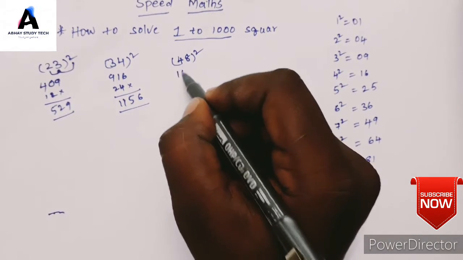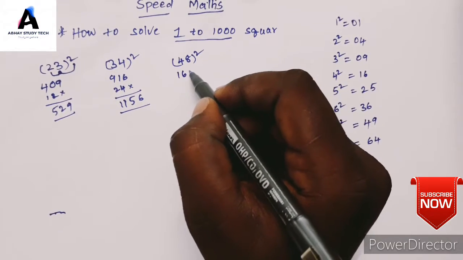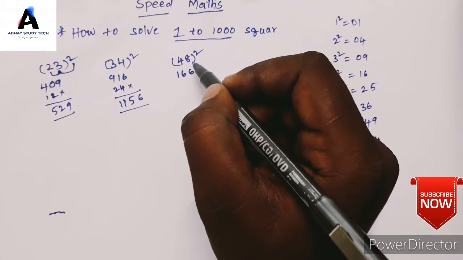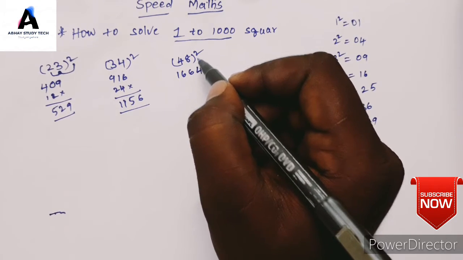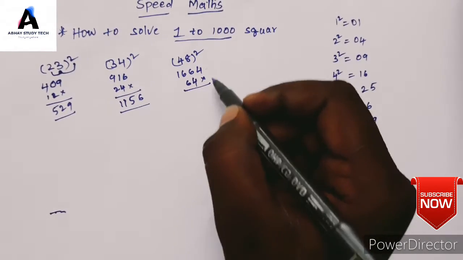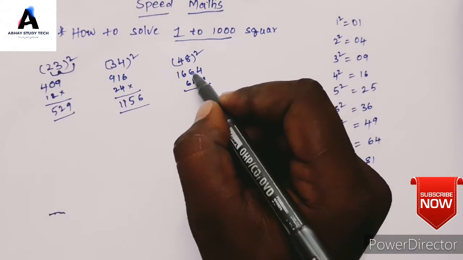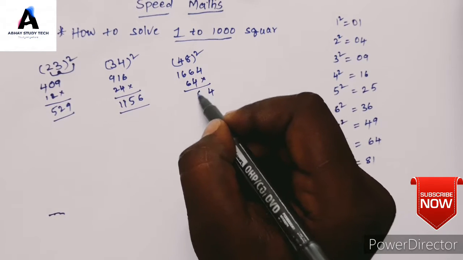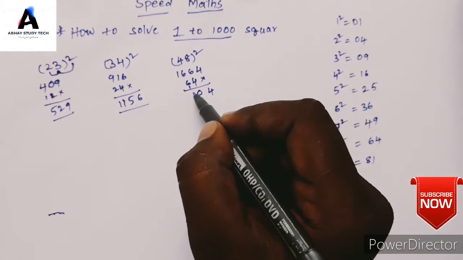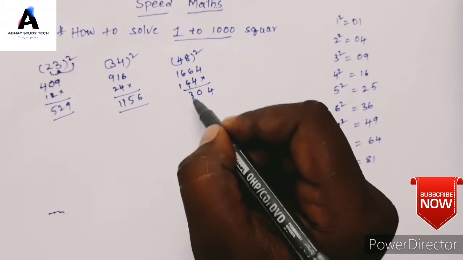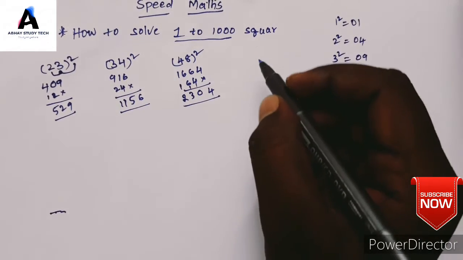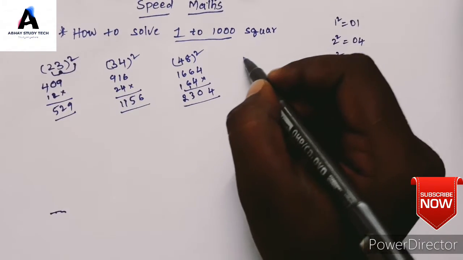4 square is 16. 8 square is 64. 4 8s are 32. 32 2s are 64. Leave the unit place and write it. 64. 4. 4 plus 6, 10. Write it as 0 and 1 is carry. 1 plus 6, 7. 7 plus 6, 13. Write 3. 1 is carry. 2. 1 plus 1, 2. 2304 is the answer. Next, 57 square.